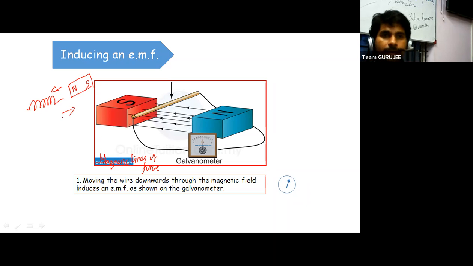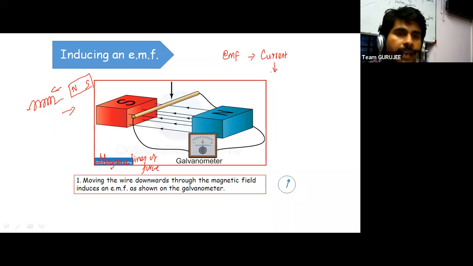There are two conditions. By changing the magnetic field, that means the magnetic lines change; they may increase or decrease. So by adjusting the magnet, we change the magnetic field. Here, moving the wire downwards through the magnet induces an EMF. By changing the magnetic field, an electric field is created, which means EMF is produced. Due to the EMF, a current is produced.